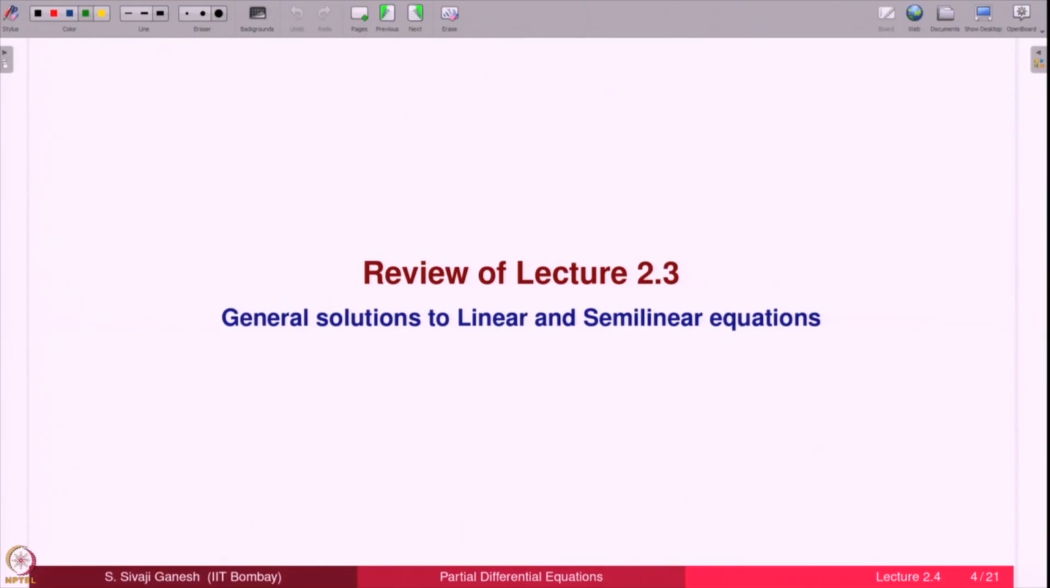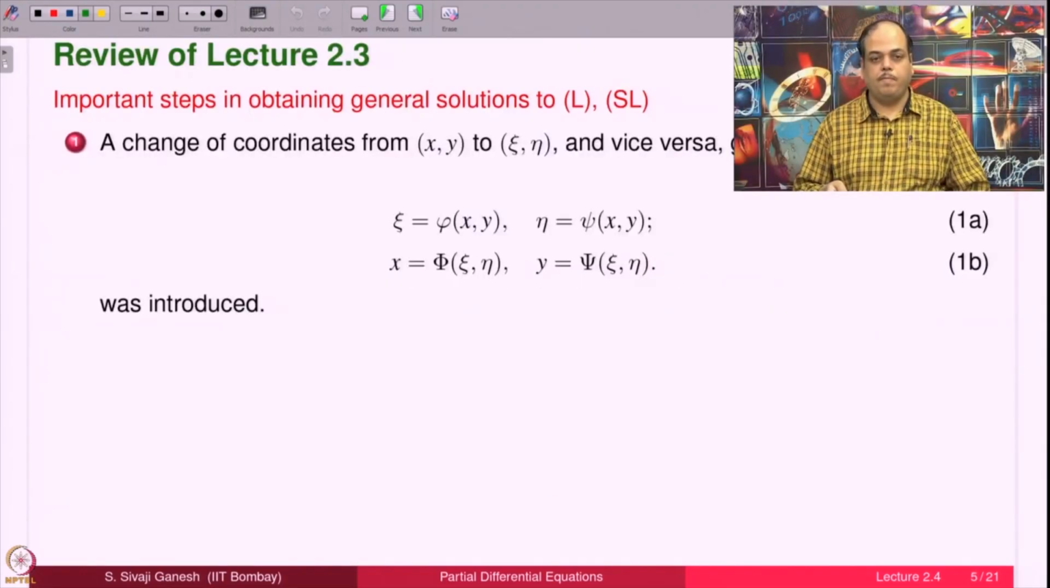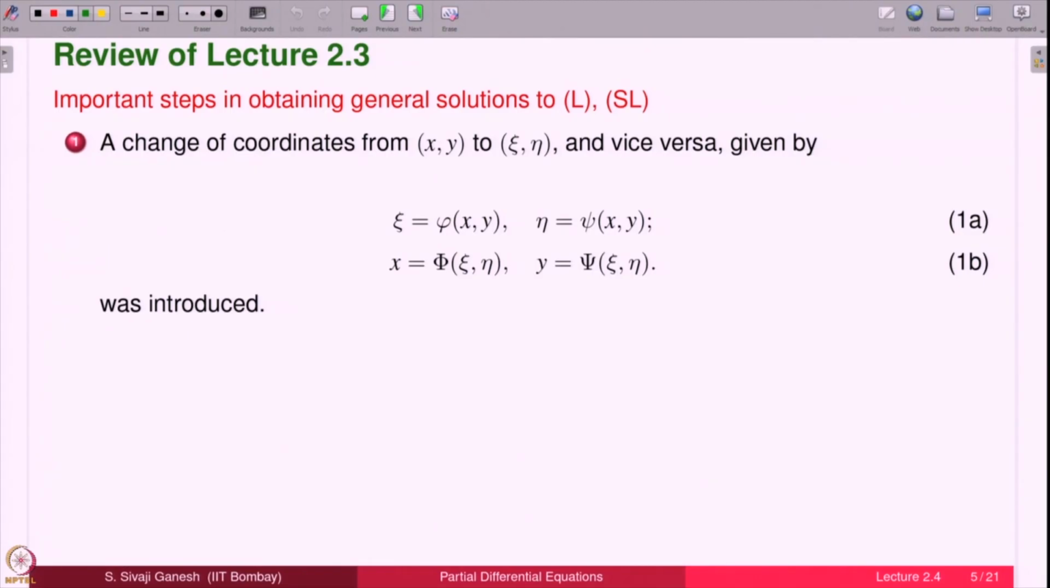So, let us review lecture 2.3 now, where we have obtained general solutions to linear and semilinear equations. Basically, a method was described. Now, it is up to us whether we are able to implement it or not. That is silent upon, but it is possible, that is what the method says. Okay, what are the important steps in obtaining general solutions?